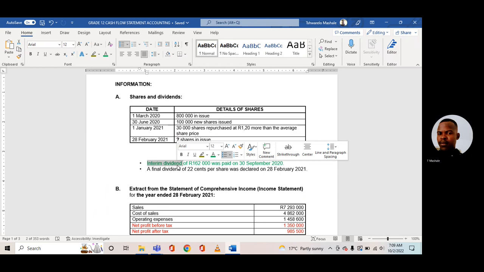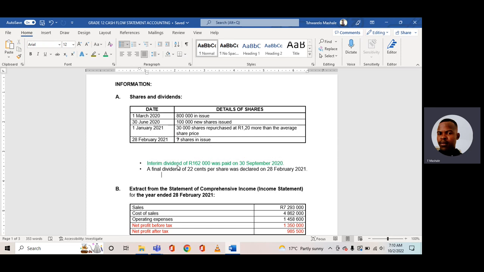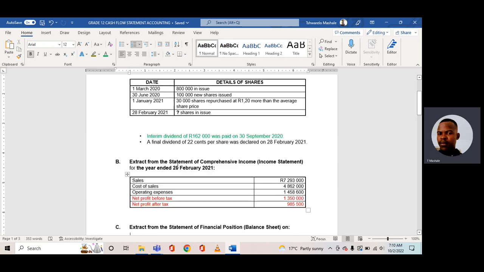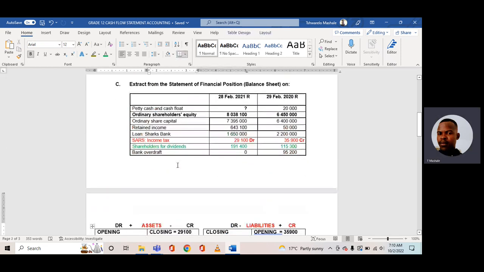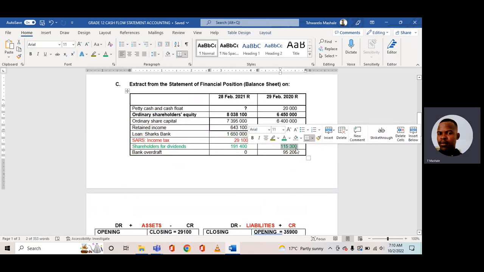So the interim dividends, we declare them and we pay, but then the final, they are not paid. They are only declared. So remember that the final, which is only declared, is going to be an opening balance when we prepare the books of the next current year. So here we have an opening balance. The opening balance that we have here is the closing from the previous year, meaning that it was a final declared.